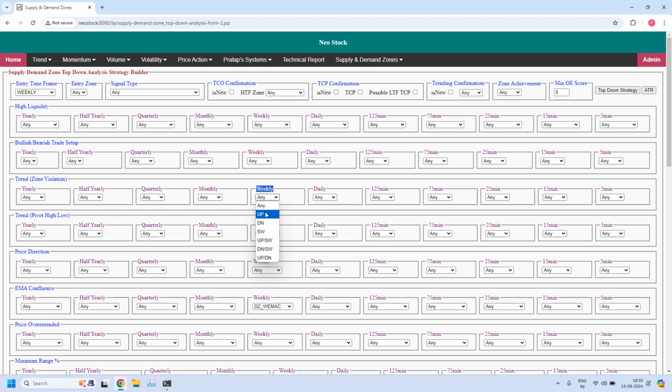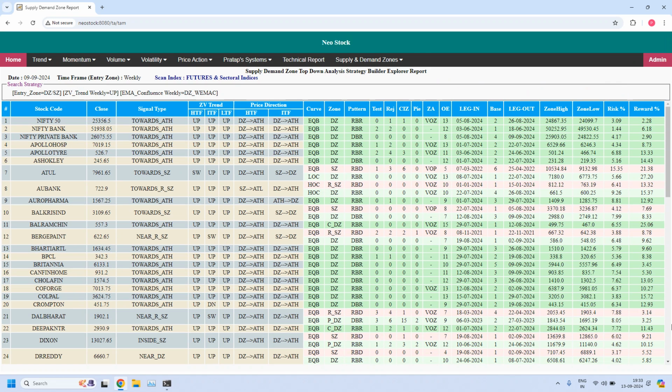First, let us focus on the weekly trend as an uptrend, because for demand zones an uptrend always makes sense, and for supply zones a downtrend makes sense. So that's why I selected the weekly trend as an uptrend for weekly demand zones having weekly EMA confluence. If the list is very big, then we can further filter based on swing high low trend also. We got a good number of stocks. All these weekly zones have an uptrend.